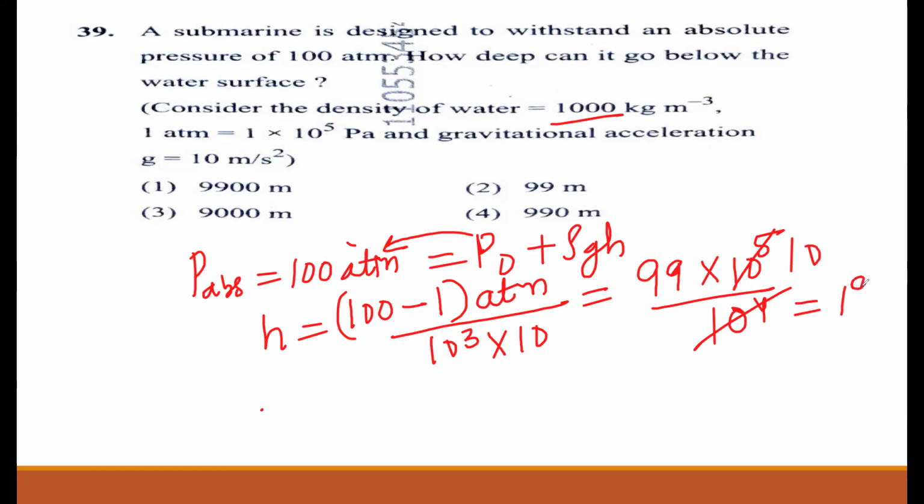So the height would be 990 meters. So the fourth option, you can see it is 990. That is the correct answer here.